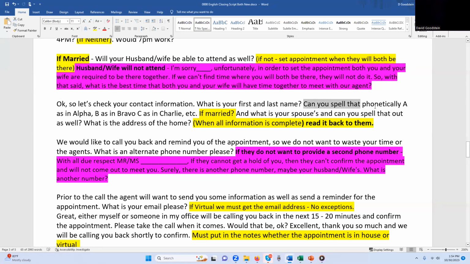Very important. Can you spell that phonetically? A is in alpha, B is in Bravo, C is in Charlie, etc. The last thing we want to do is get all this information and misspell it. It's number one, it's embarrassing, but number two, it can cost us the deal. They will get pissed off because we're not being professional. Do not be embarrassed to ask them to spell it out phonetically.